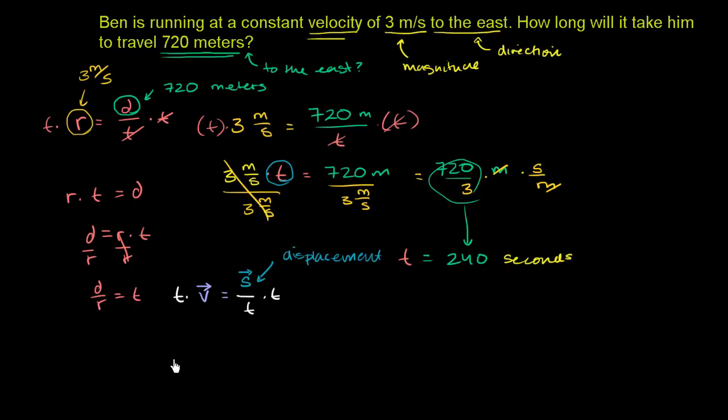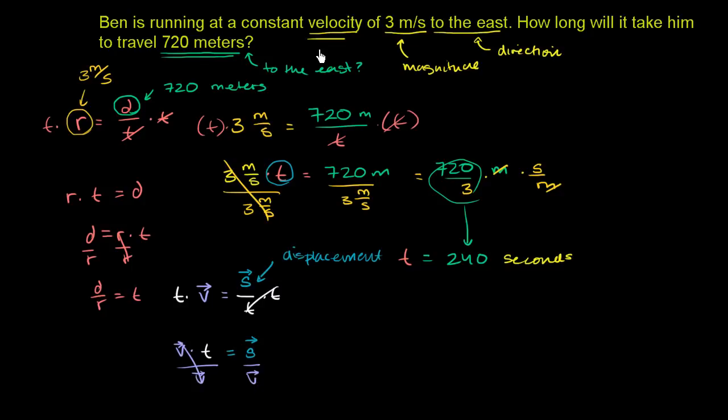So once again, if we want to solve for time, you can multiply both sides by time. This cancels out, and you get displacement is equal to velocity times change in time, or we could just say time, just to keep things simple. And if you want to solve for time, you divide both sides by velocity. Then that gives you time is equal to displacement divided by velocity.